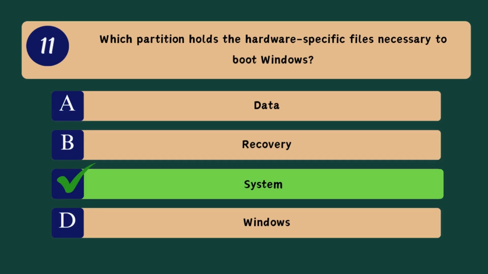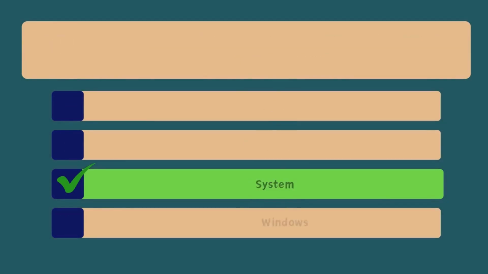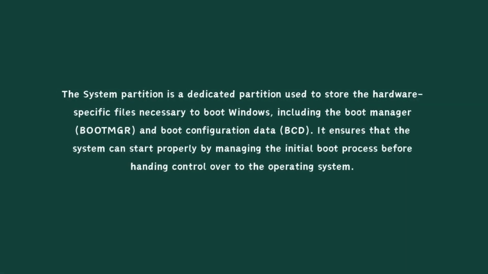Correct answer, C. System. The system partition is a dedicated partition used to store the hardware-specific files necessary to boot Windows, including the boot manager and boot configuration data. It ensures that the system can start properly by managing the initial boot process before handing control over to the operating system.